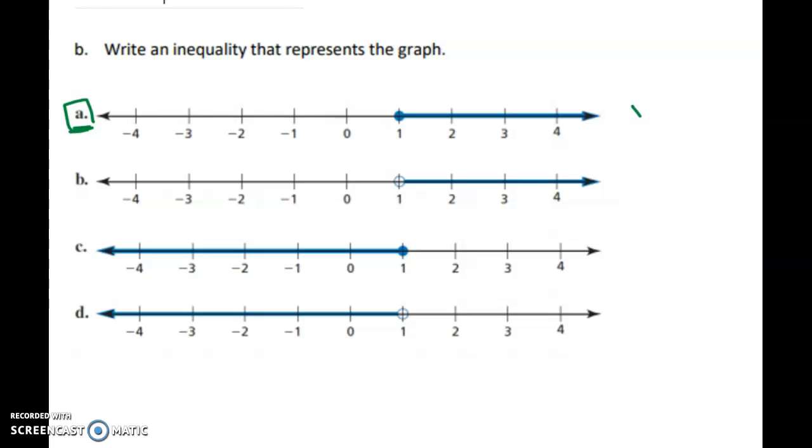All right, so if I use x, what it should be is x is greater than or equal to 1. All right, I'm going to have you try C. All right, if I use x, and it's also at 1, it's a closed circle, and it's going to the left. The numbers are getting smaller, so it's less than or equal to. So x is less than or equal to 1. All right, and that's our notes for today.